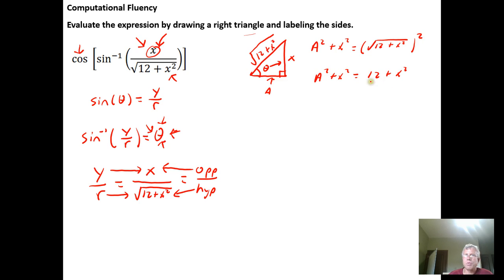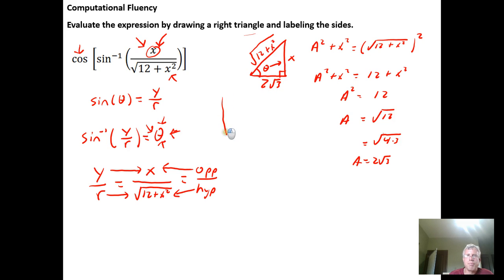I subtract the x squared from both sides. I get A squared equals 12. I'm going to take the square root of both sides. I'm going to use the positive square root. And then I'm going to write the square root in simplified radical form by recognizing 12 is 4 times 3, which can be simplified to the square root of 4 is 2, and the square root of 3 is the square root of 3. So I can label this side on the triangle as 2 square root of 3.